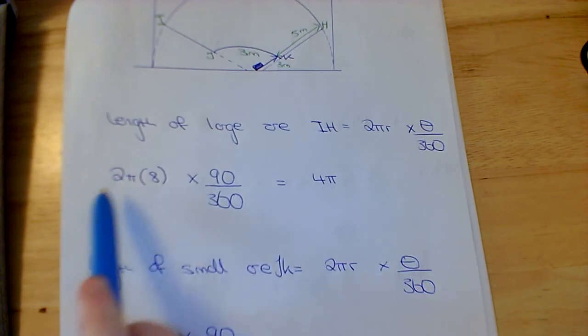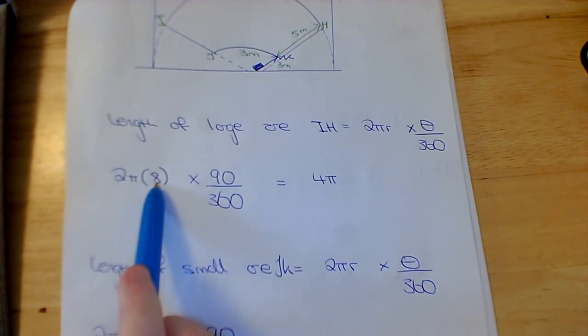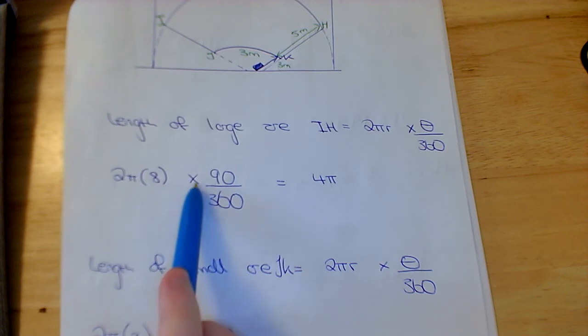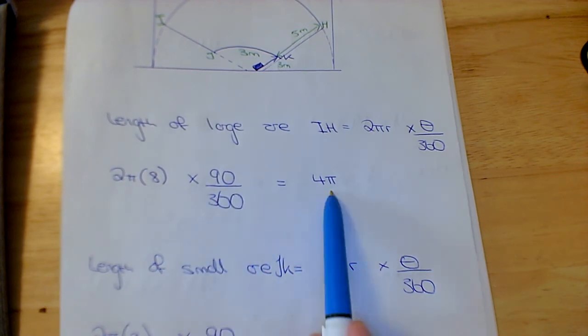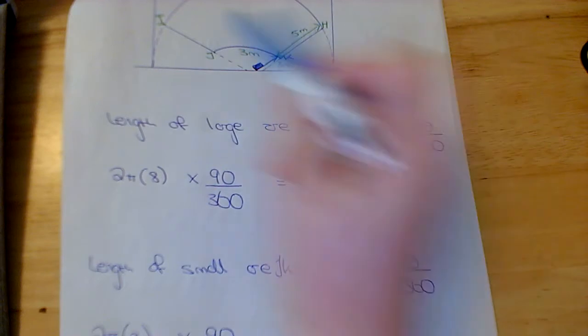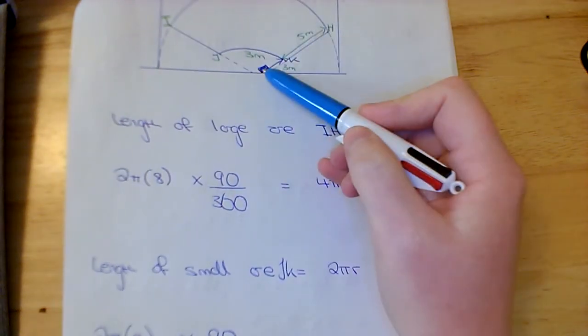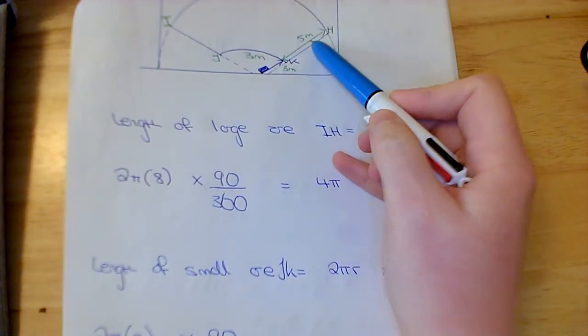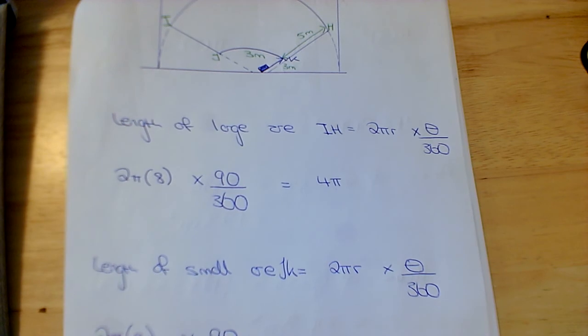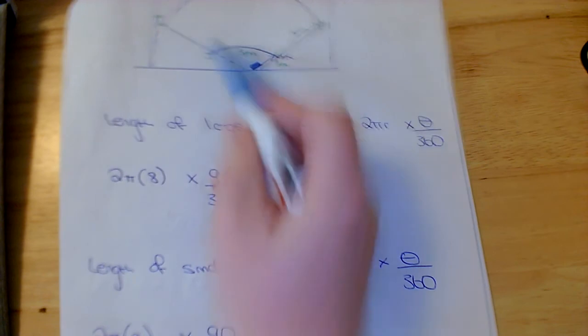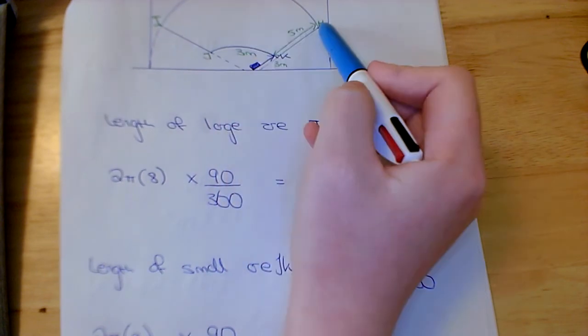So what I have is 2 pi r, which is 8, multiplied by 90 over 360, which is equal to 4 pi. My radius, because we're doing a sector of a circle, it's from here to here, so it's 3 plus 5, and that gives me 8, so that's why I get my radius of that particular sector to be 8. My length of my small arc then, from J to K.